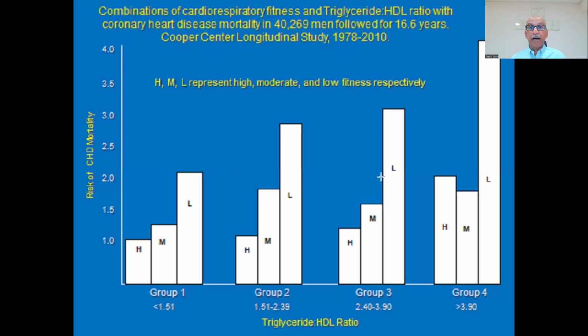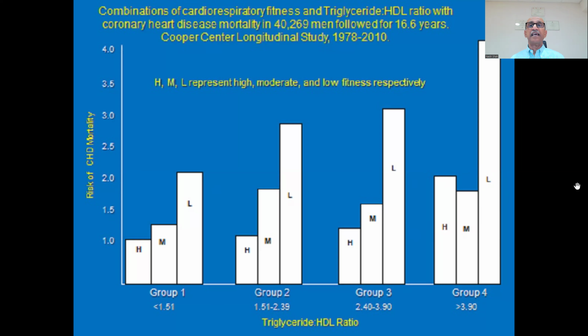Now, in my opinion, this triglyceride is a pretty relaxed number, because if you take 150 over 40 for male, that gives you 3.75 triglyceride over HDL ratio. That 3.75 puts you in the 4th group. And look at the 4th group. Even though you meet the criteria for standard lipids, your mortality risk is double.